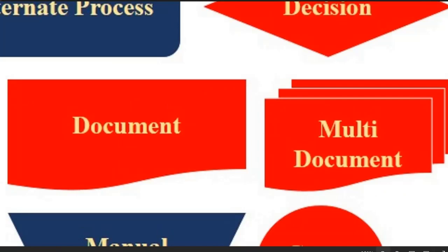The next is document. The first one is single document, and the second one is denoted for multiple documents. This is actually hard copy. The first symbol is a rectangle with wavy base, and the second one is a stack of rectangles with wavy bases. In some flowcharts, output operation is denoted by this instead of that parallelogram. That means the output is on paper, hard copy, in the form of a report.